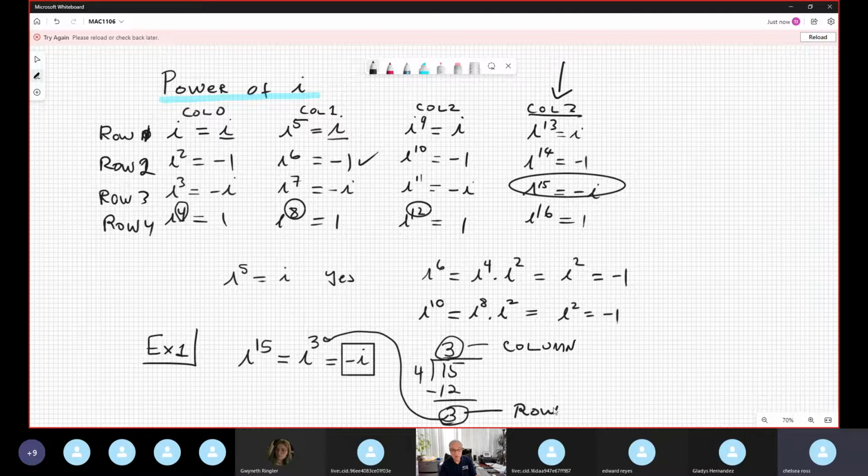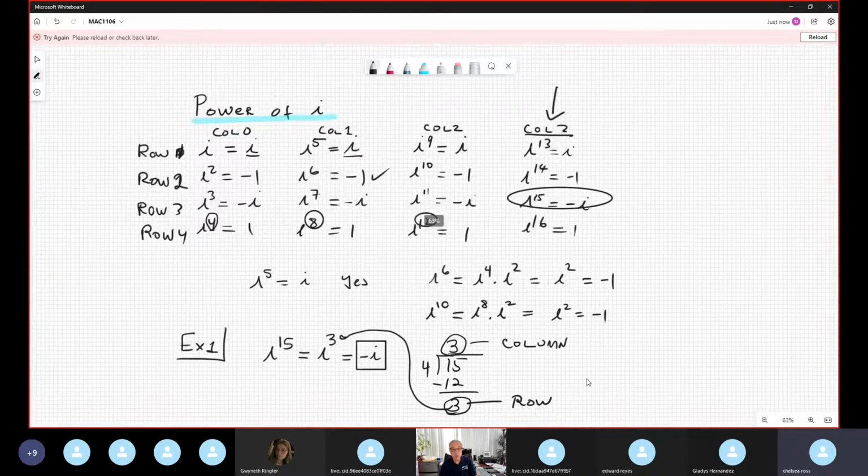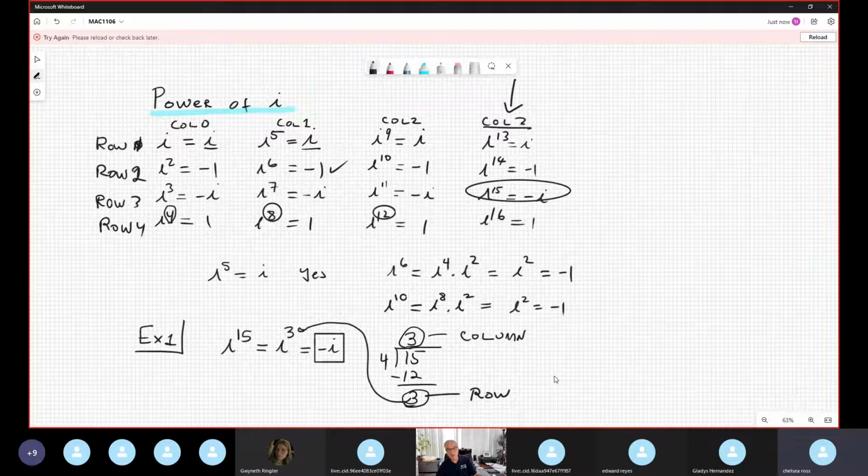I did it using the shortcut, and I also did it using the table, but the problem with the table is that you have i to the 506, so it's too long using the table. And so the shortcut is better. You divide by 4, take the remainder, reduce it to column 0, and take the value. So the only thing you need to memorize is this column.